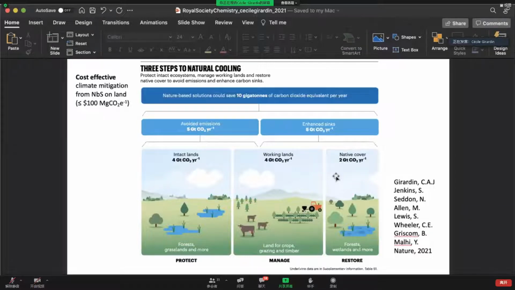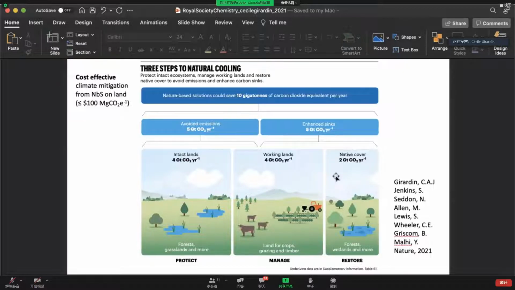So in terms of nature-based solutions, that translates to protecting intact ecosystems, forests, grasslands, peatlands, and many other ecosystems. You can see here that half of the mitigation potential of nature-based solutions comes from avoided emissions, 5 gigatons CO2 per year. The other half comes from enhanced sinks, and the majority of that comes from better management of working lands. These are lands that we're already using for agricultural purposes, for food security and fiber security.